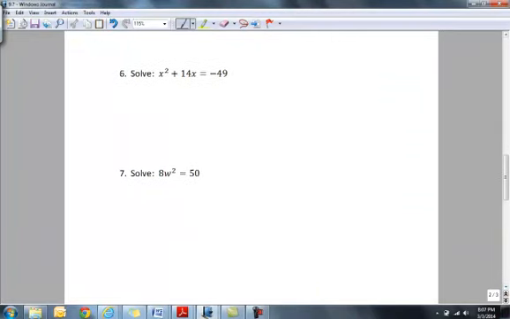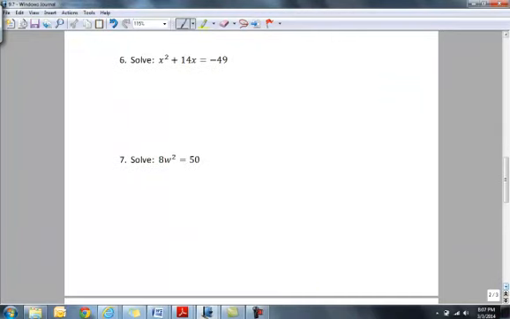Take a look at number 6. Number 6, x squared plus 14x. Boy, this doesn't look right, does it? It doesn't really look like what we're used to, because aren't we used to having everything on the same side equal 0? Let's go ahead and fix that. We just need to go plus 49 and plus 49. So it's going to be x squared plus 14x plus 49 is equal to 0.